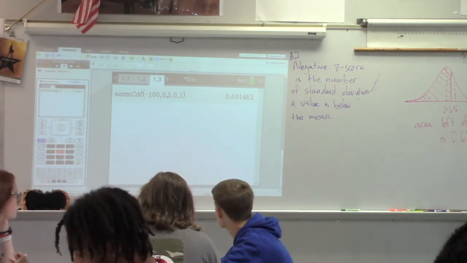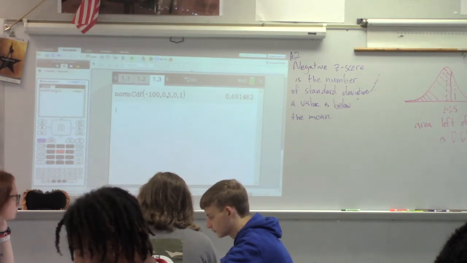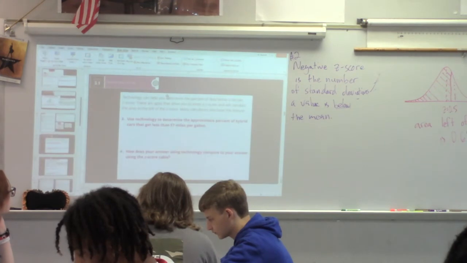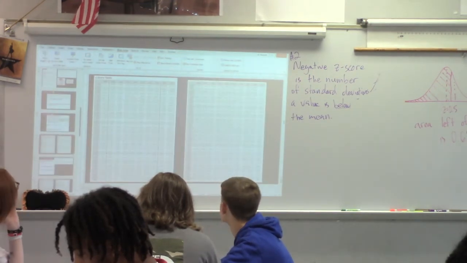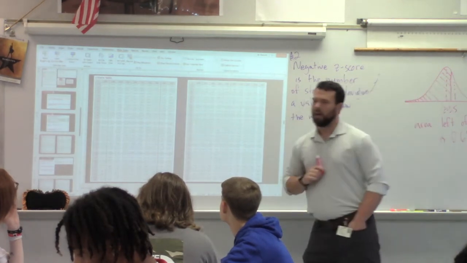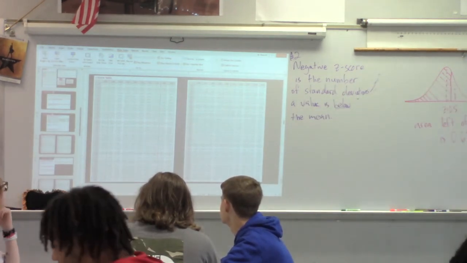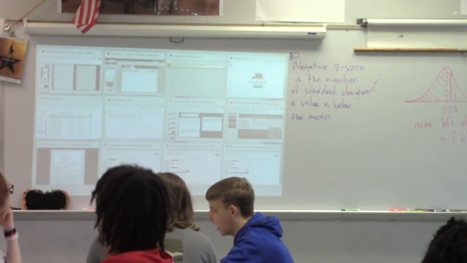0.6915. I'm always going to go 4 decimal places with this. Here's why. Let's go back to the table. How many decimal places for the area does that table go? 4 of them, right? The table always goes to 4, so for the calculator's sake, I always go to 4.